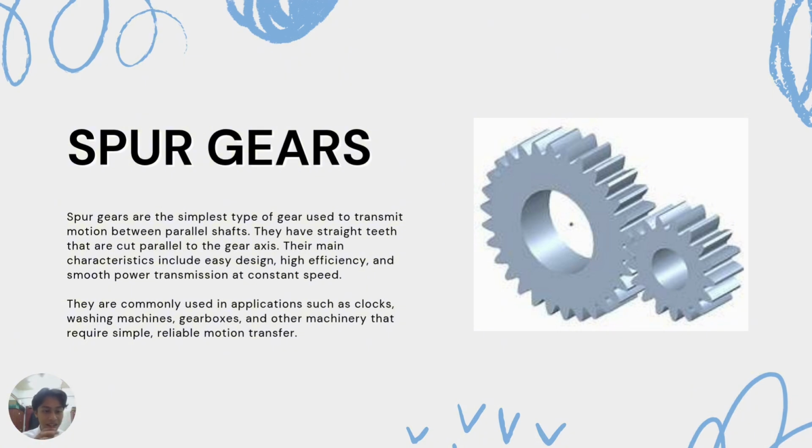Their main characteristics: easy design, high efficiency, and smooth power transmission at a constant speed. They are commonly used in applications such as clocks, washing machines, gearboxes, and other machinery that require simple, reliable motion transfer. So, as the image shows, the spur gears are parallel to each other and they have straight teeth.